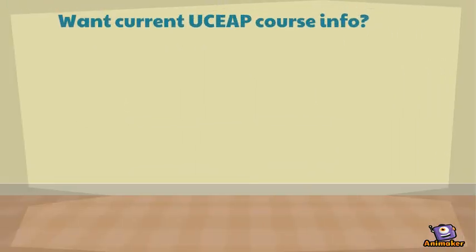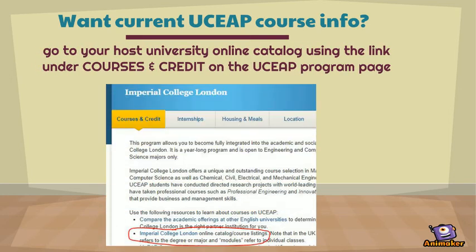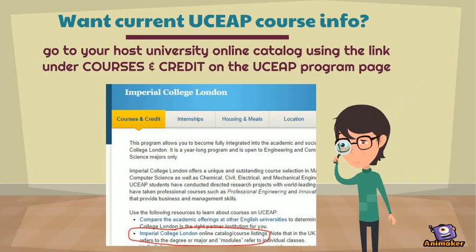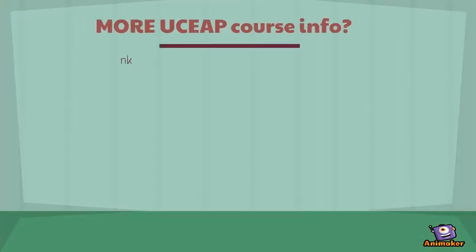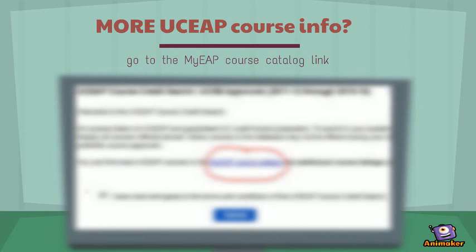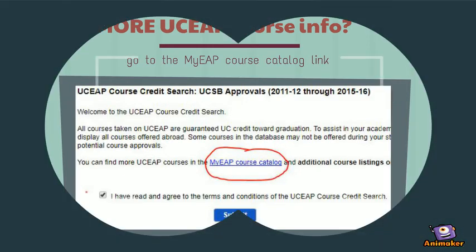For the most current course information, go to the Courses and Credit tab on your UC EAP program page. You can also check out the My EAP course catalog for courses that all UC students have taken on EAP, not just UCSB students.